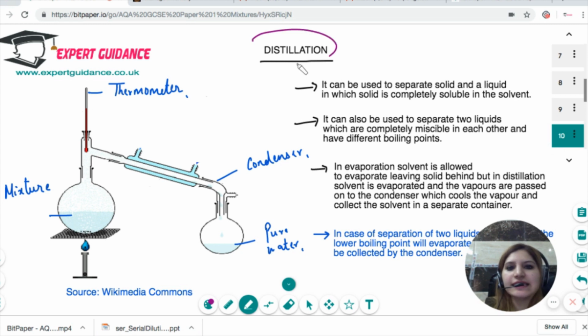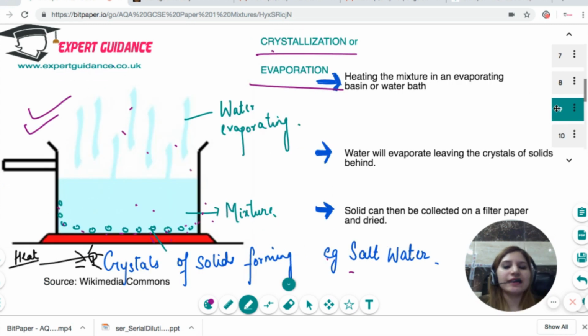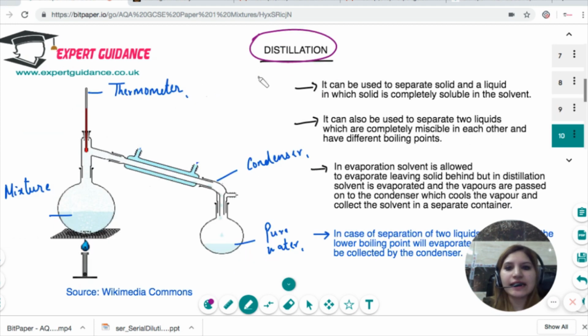Next is the distillation technique. Now, in the previous technique, you can see that the water has been evaporated. But if we use any mechanism in which we collect these water vapors, condense them and collect them separately, then in this way, we can get both of these components. So the next technique is distillation. It can be used for a solid and a liquid, or it can be used for mixtures of two liquids which have different boiling points.